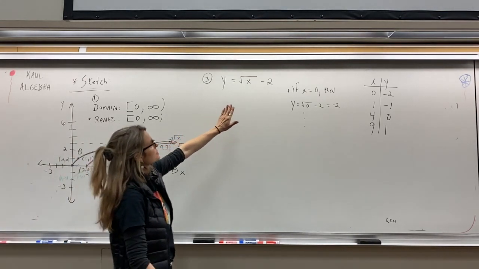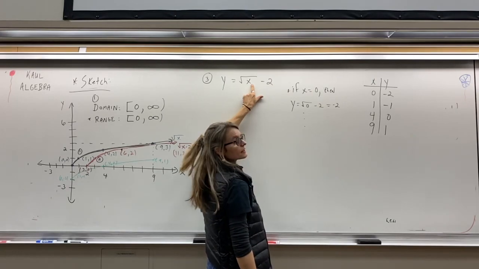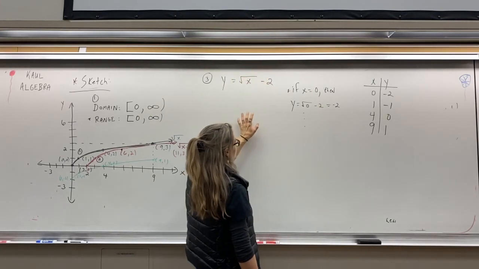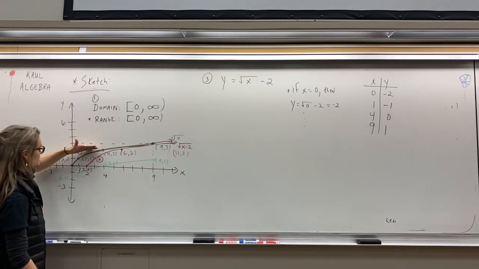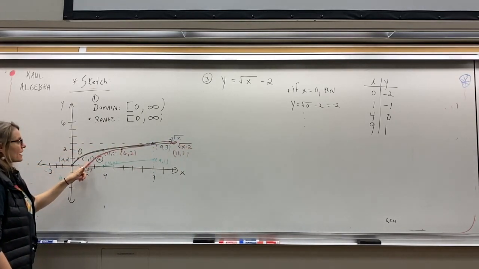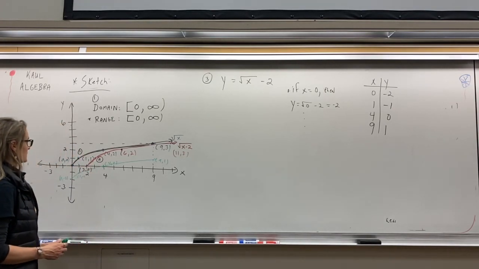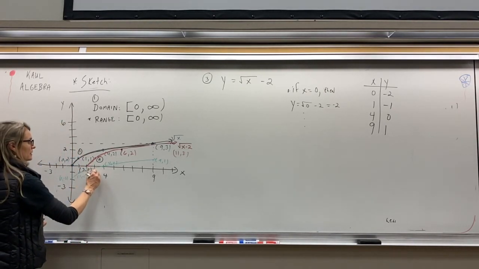Notice what that does. I have my minus 2 on the outside instead of underneath the radical sign. It just takes the whole square root graph, moves it down 2 units. So it takes the original, moves it down. The minus 2 underneath the square root moves it over to the right 2. So this is my third graph.